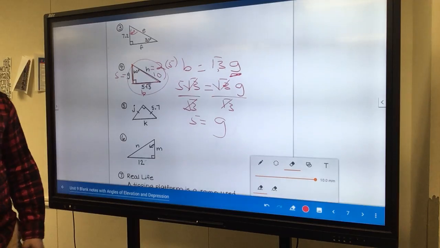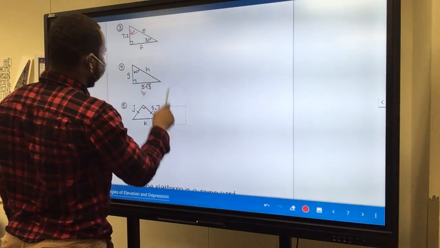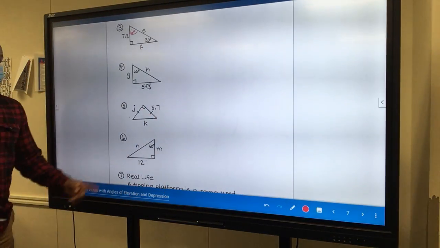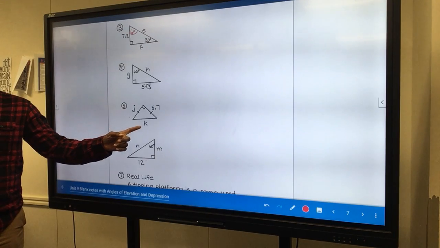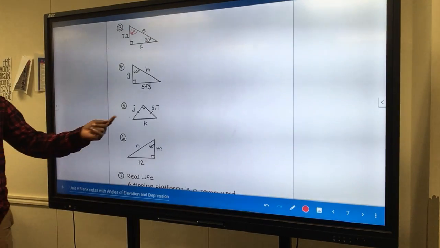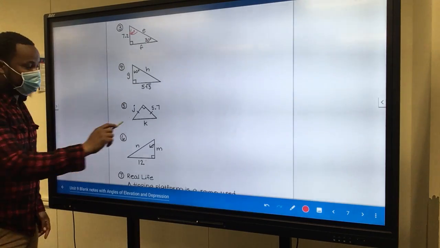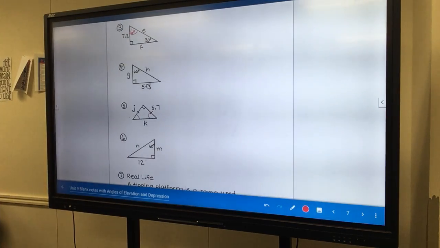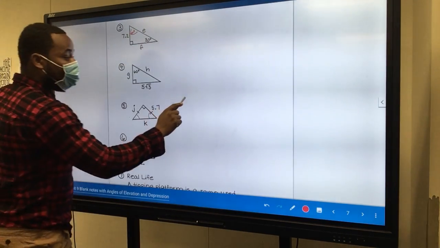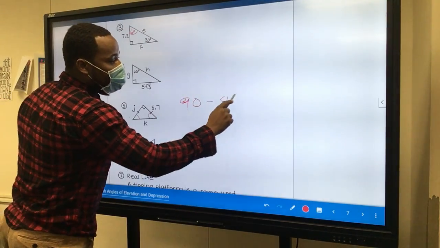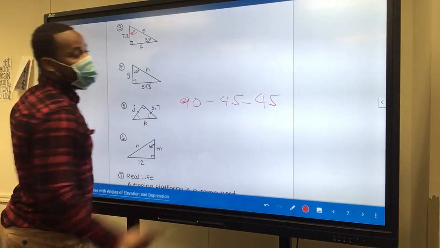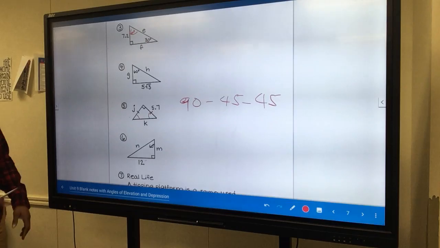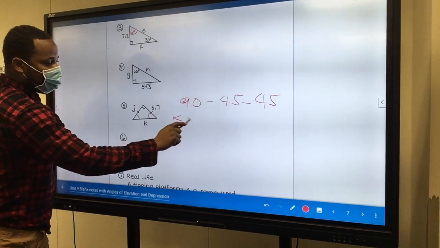Everybody done? Okay. How many minutes more do we have? All right, look at this. What kind of triangle is this? What kind of relationship are we going to use? This is 90. Yes, this is an isosceles triangle. What would be the angle here? 45. So this is not a 90, 60, 30. This is 90, 45, 45. What did we say the relationship is for 90, 45, 45? What would be K? K will be equal to what?